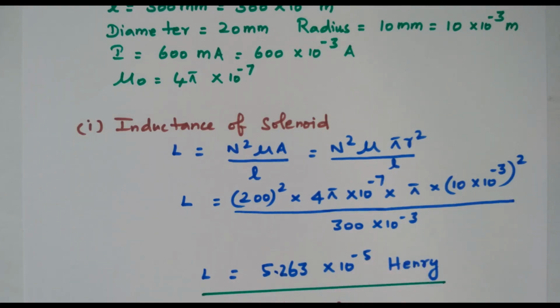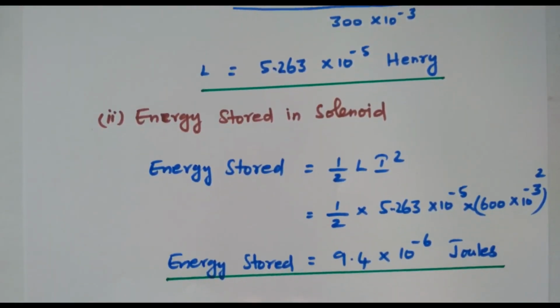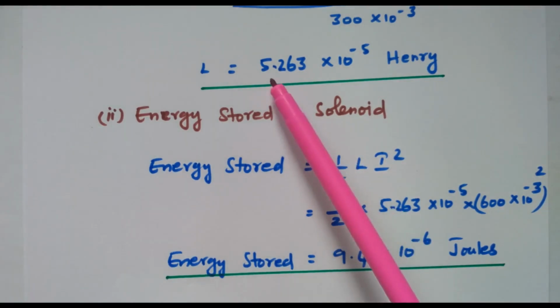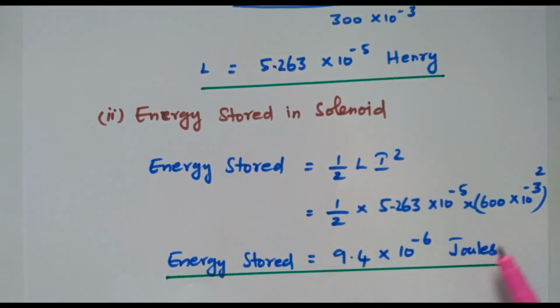Right? Now we'll find the energy stored in the solenoid. Energy stored. What is the formula for energy stored in general? Half L I square. Right? We got the derivation, half L I square. So half into L. L is nothing but, just now we calculated, 5.263 into 10 to the power minus 5, into I square. I is 600 milliampere. So 600 into 10 to the power minus 3 square.